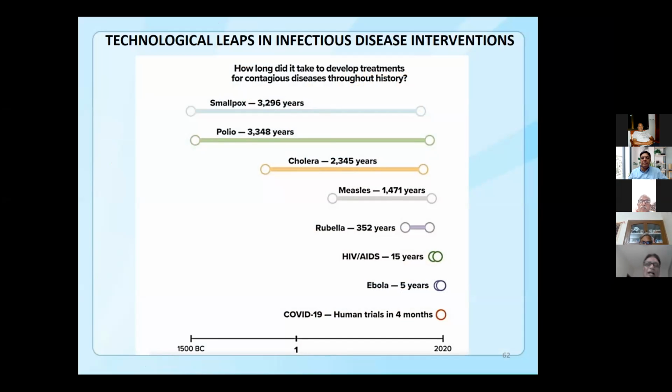For smallpox, it took us almost 3,300 years to get a vaccine. Polio, even longer, 3,348. Cholera took us 2,345. Measles, 14-17 years. Rubella, 352 years. HIV/AIDS, 15 years. Ebola, 5 years. COVID-19 human trials have been taken up within 4 months of the disease starting. So there is hope, but I don't want to say it's a 100% guarantee that we'll succeed.